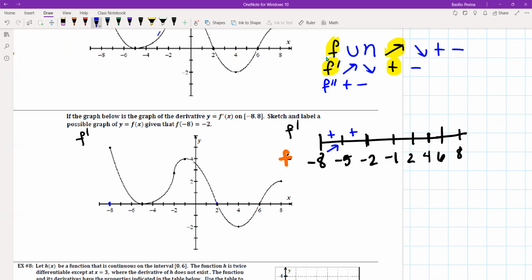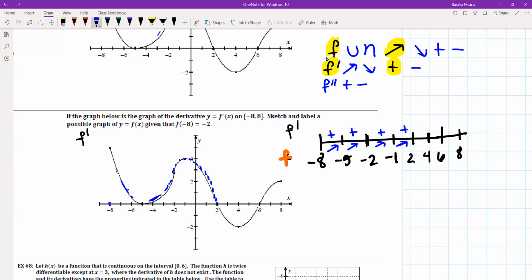All of this right here is positive, so therefore it is increasing. All the way from -8 to 2, the function is increasing.